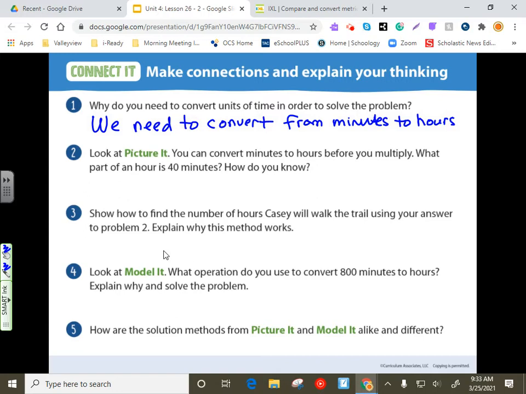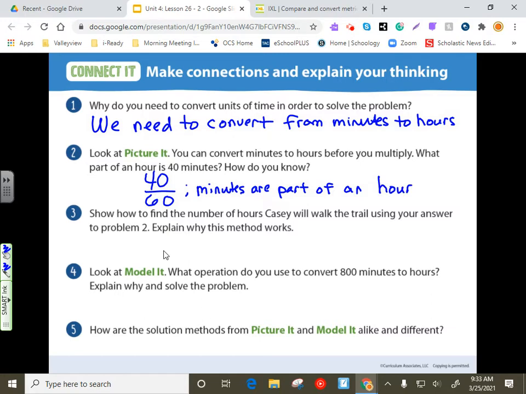What part of an hour is 40 minutes? So parts of a whole is a fraction. 40 minutes out of the 60 minutes for an hour is our fraction. And minutes are part of an hour. Again, fractions are parts of a whole, and that's what's going on in this case right here.